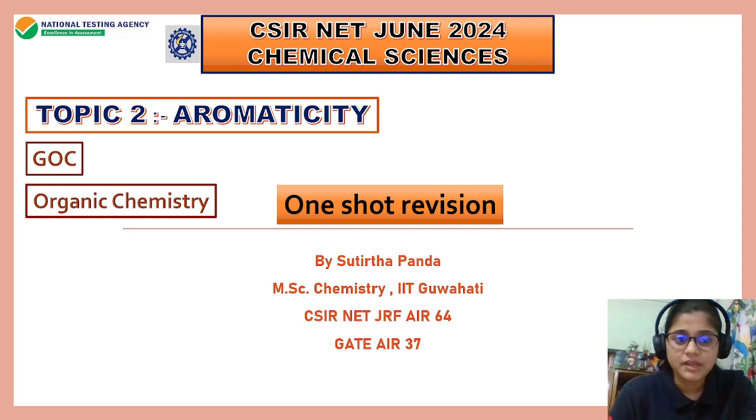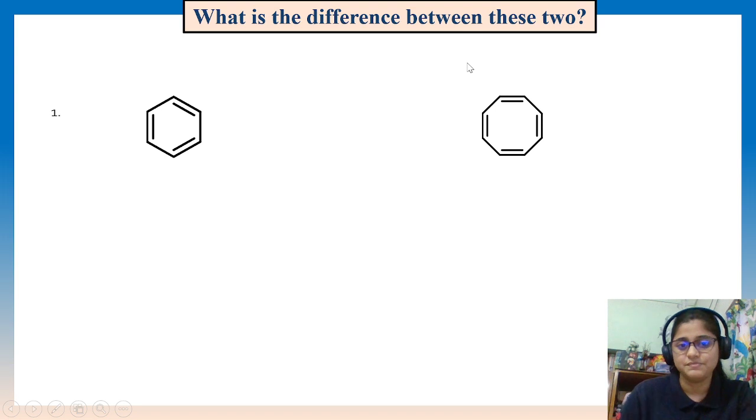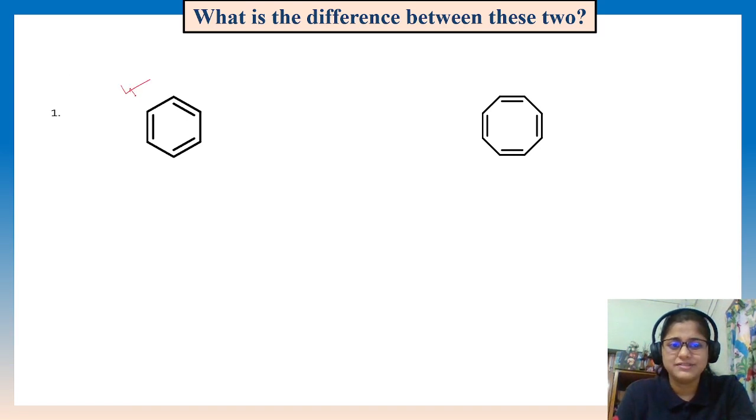So let's start. First, what is the difference between these two? One structure is here, and the other one is here. We all know this is benzene, we are not children now. And this is cyclooctatetraene. Okay, forget about the names. What is the difference between these two?